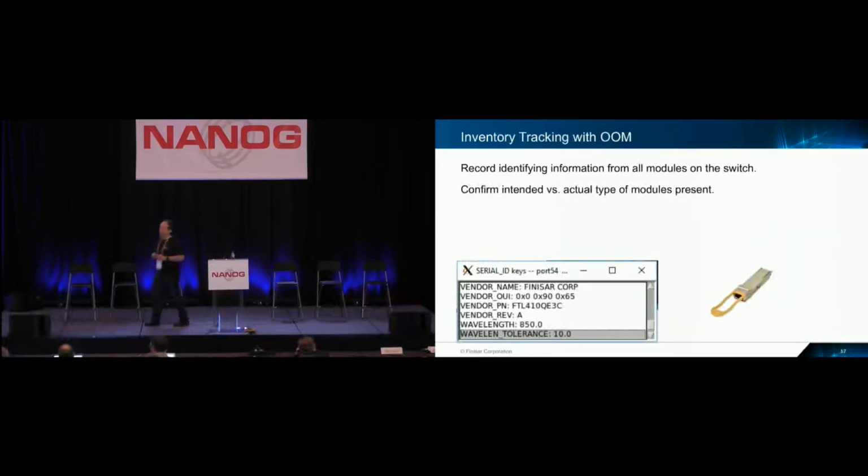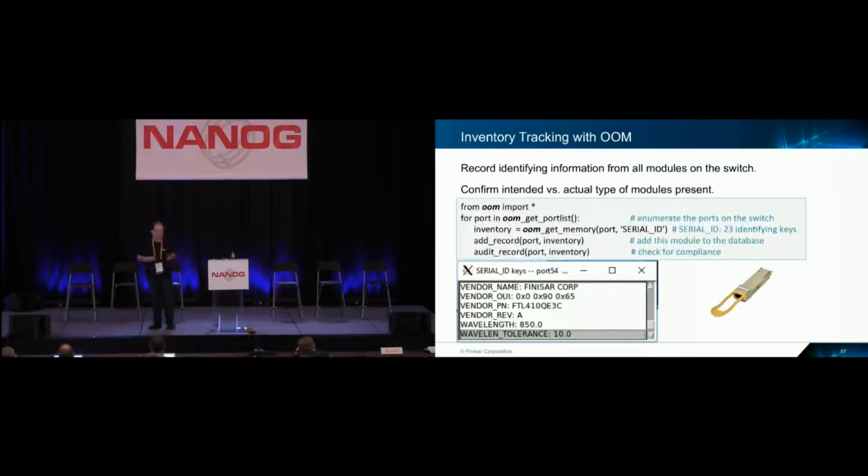So again, some examples of what all of this looks like. This is an example of an inventory where this only shows 5 of the parameters, but there are actually literally tens of parameters of static information, also called serial ID, that you can get from a transceiver. And this again is what the Python code would look like. Very straightforward to get a list of ports.